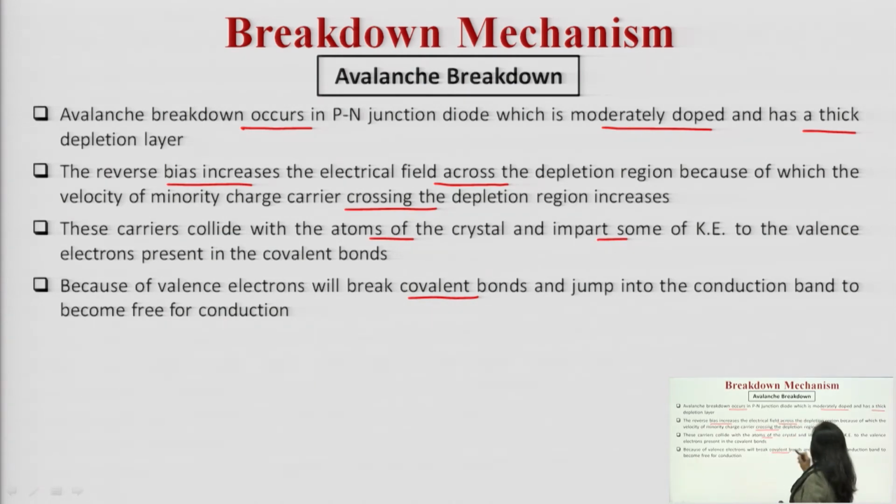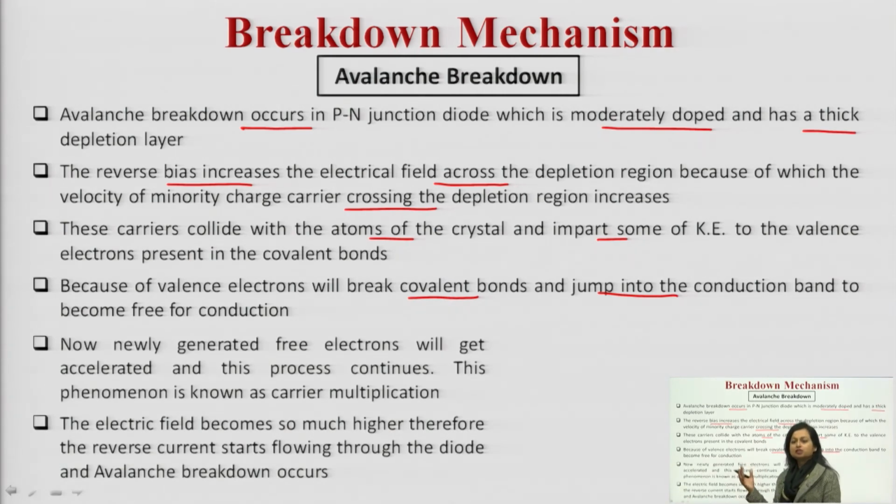Now, when they are available in more amount, they jump into the conduction band, and now they are free for conduction. So, since one electron is going to collide with one atom, 2 will be released, and accordingly multiplication takes place. So, in this particular process, avalanche multiplication takes place.